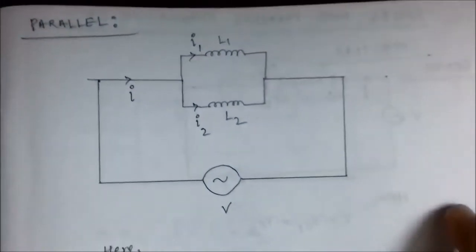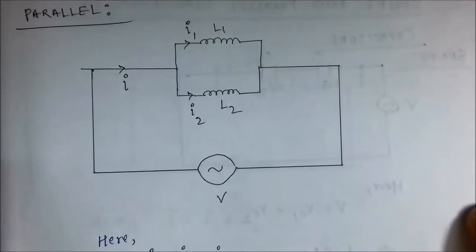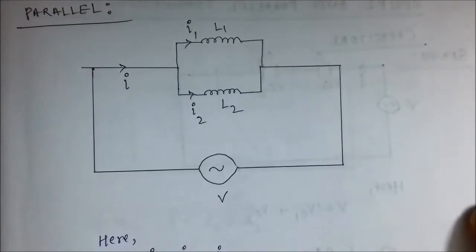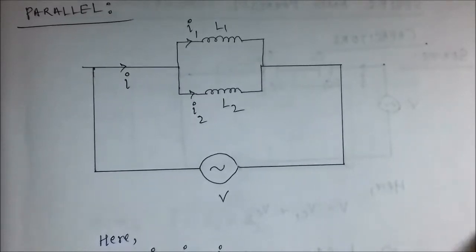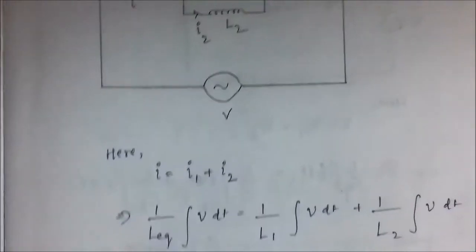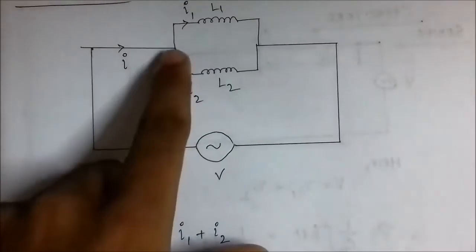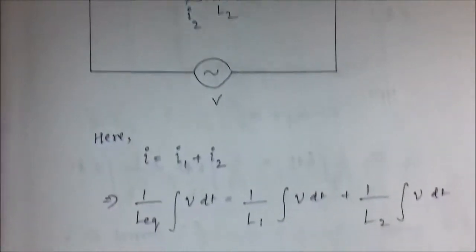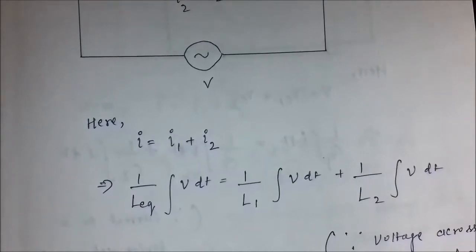Next is the parallel combination of inductors. Here two inductors are connected in parallel with their two ends connected to the same two terminals of the AC voltage source V. Now here we can apply Kirchhoff's current law, as at this point the current divides itself. I is equal to I1 plus I2.